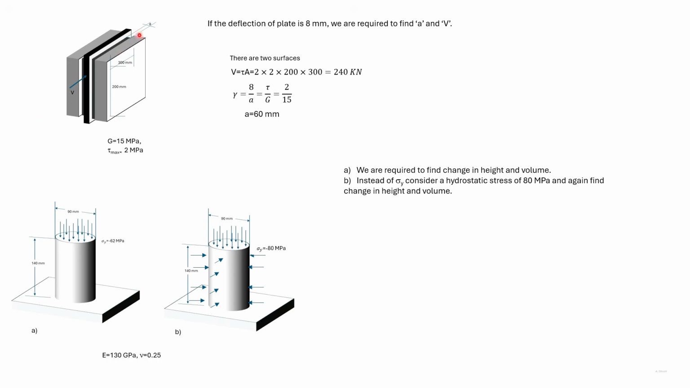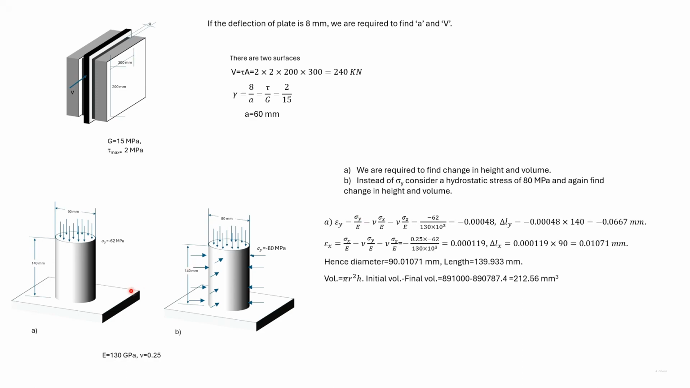Now, in order to find dimension A, we find shear strain in two different ways. Now, if this deflection is given, the deflection divided by A would be one way of finding shear strain. The other way would be tau by G. So using this equation, we find the value of A.